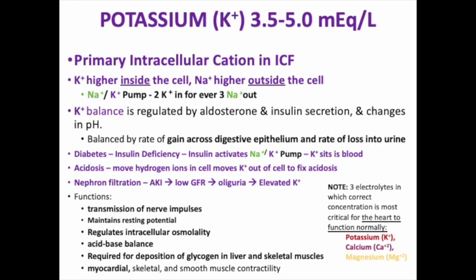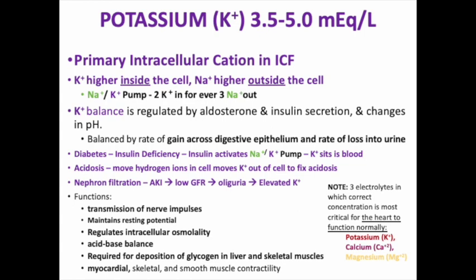So why is potassium so important? Well, it helps to transmit nerve impulses. It maintains the resting potential. It's going to regulate our intracellular osmolality, acid-base balance, as you can see previously. And it's required for the deposition of glycogen in the liver and our skeletal muscles. Our myocardial, skeletal, and smooth muscle contractility is also a function of our potassium.